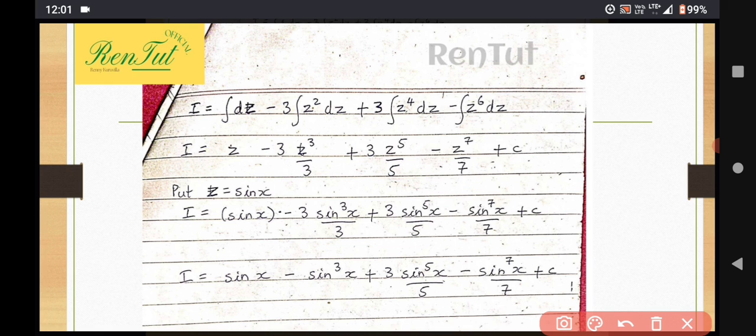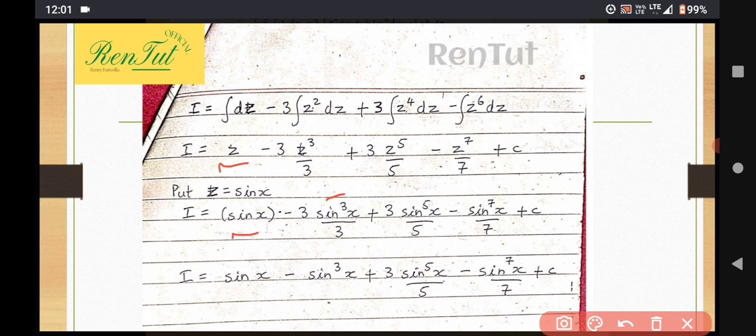Up till here everything is okay. Now what we need to do is put the final answer in terms of x, so you have to resubstitute the value of x. The value is z equal to sin x. Now you need to put sin x everywhere in place of z. Here sin x will come, because z is there, and then the 3 in numerator and denominator will get cancelled, and here z cube is there, so that is why we put sin cube x.